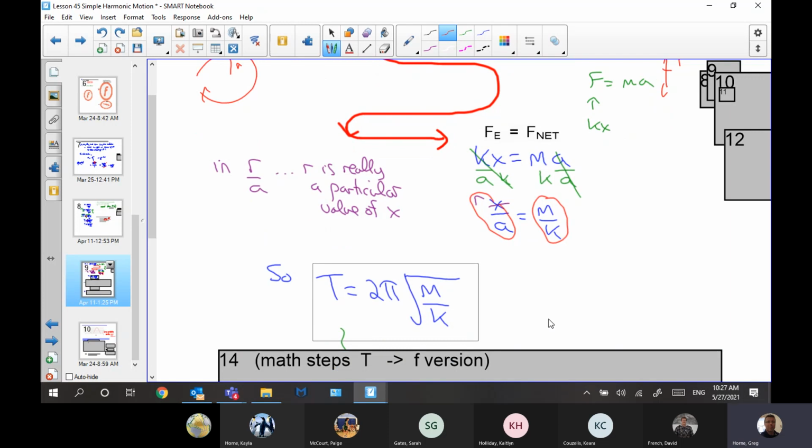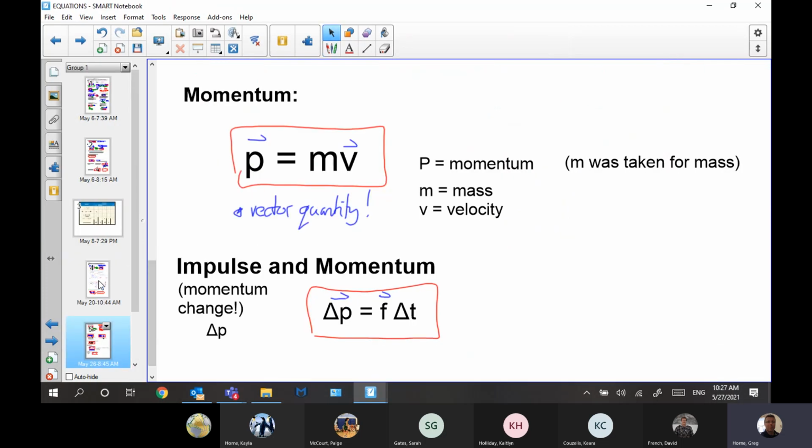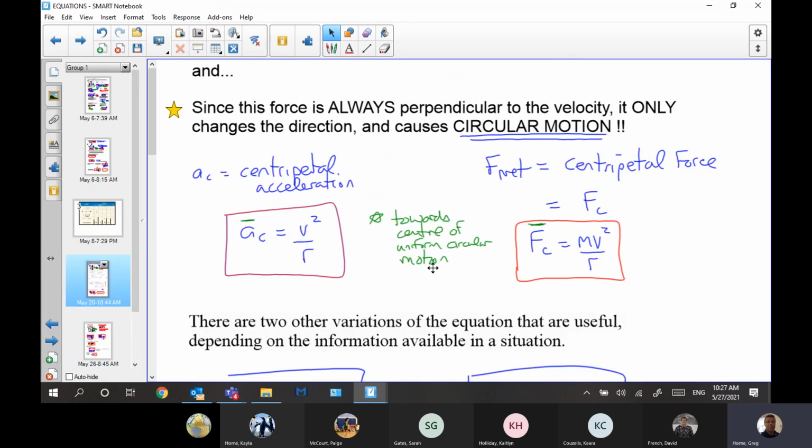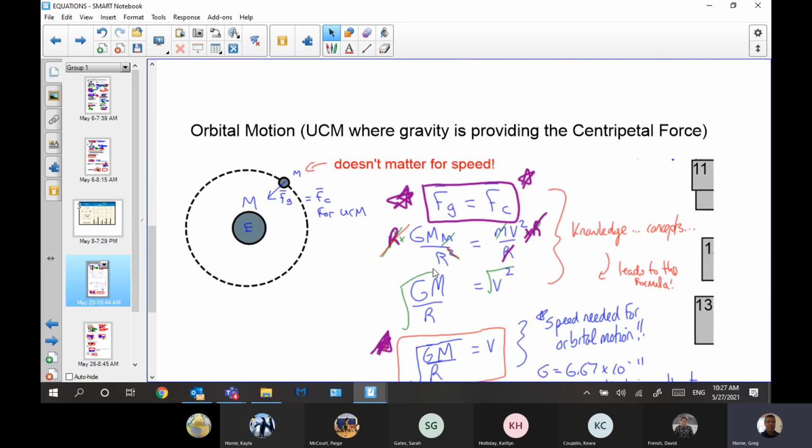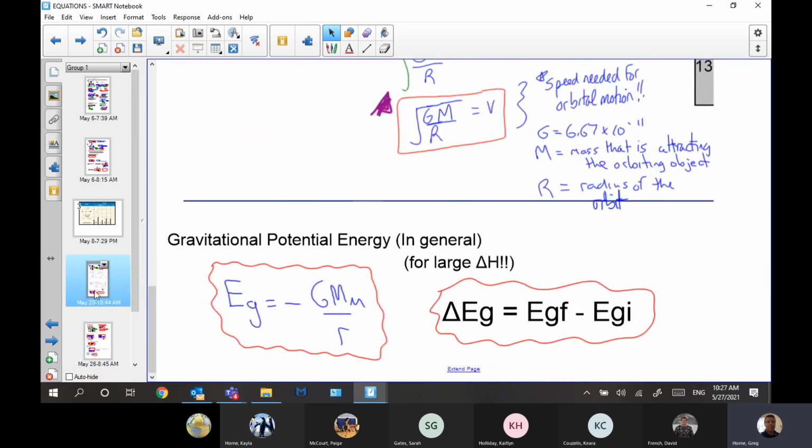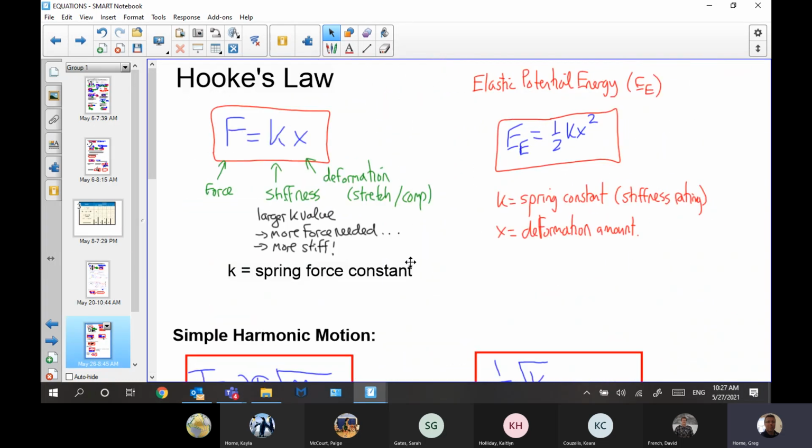A period formula, anyways, a version of it. Oh, this is to get the frequency. Yeah, so that's the period version of it. So we're going to go on our equation sheet and we're going to add in a formula for, which one here? Circular motion, gravitational potential. I think I already have it added on here.